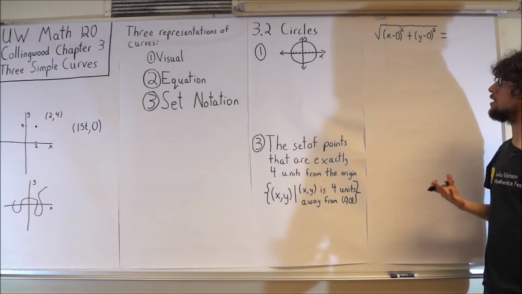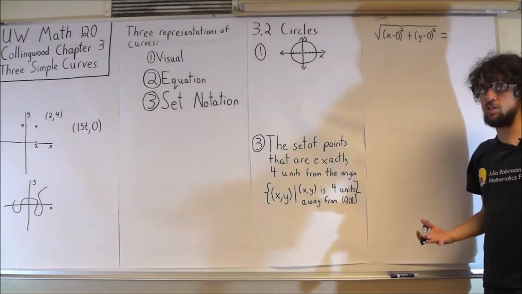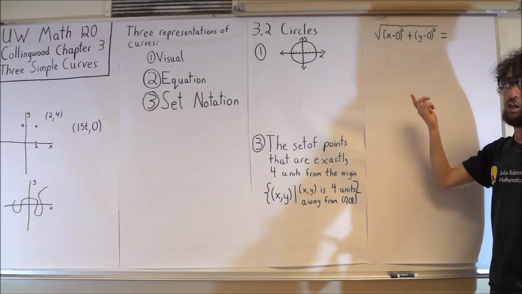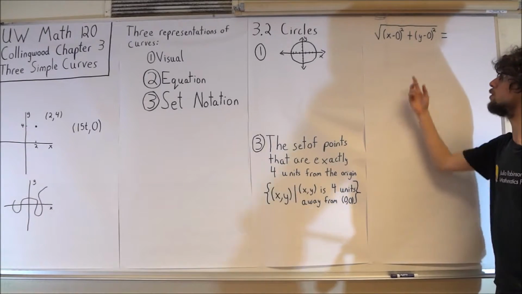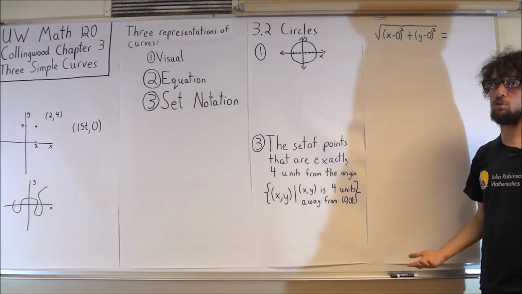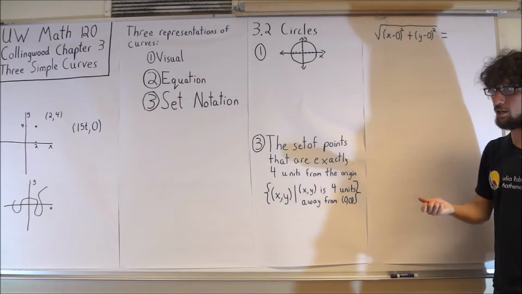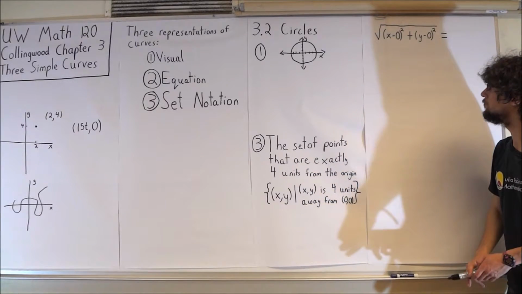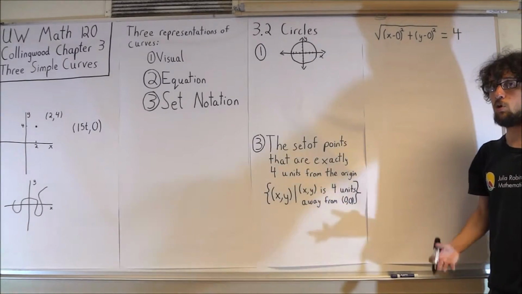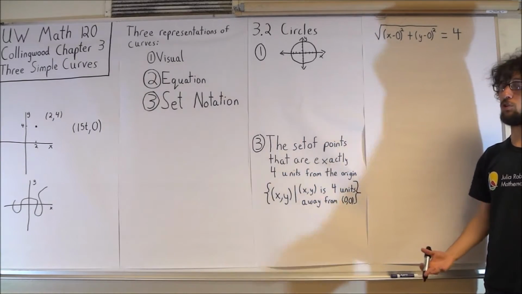Here I have written the expression for the distance from x, y to the origin. Remember that this is really just the Pythagorean theorem. This x minus 0 is the distance between x and 0. This y minus 0 is the distance between y and 0. And this expression just tells us the hypotenuse of the right triangle that naturally arises from looking at x, y, and 0, 0 in our coordinate system. And we're setting this equal to 4. So we have this description here, which is a perfectly valid equation representation of our circle.